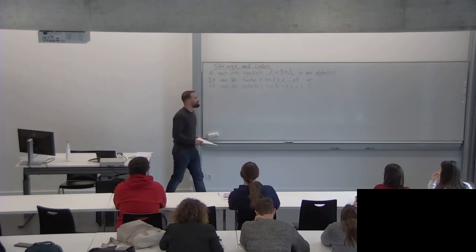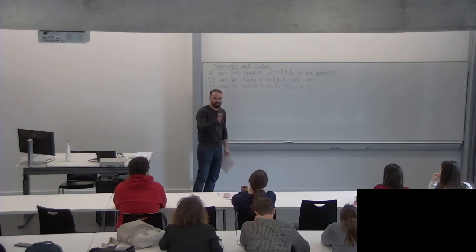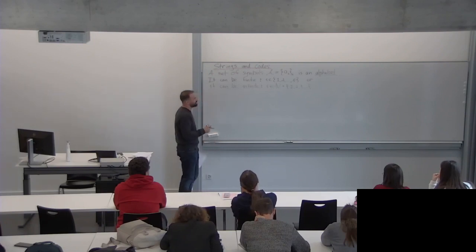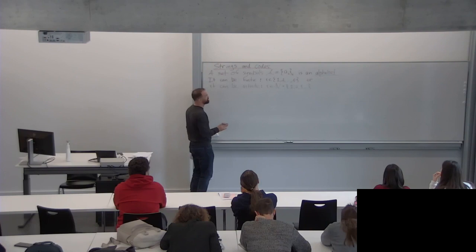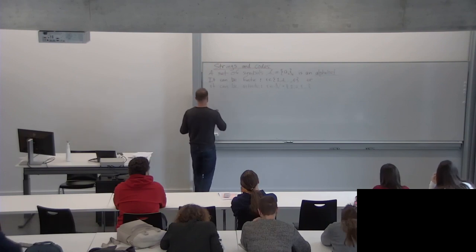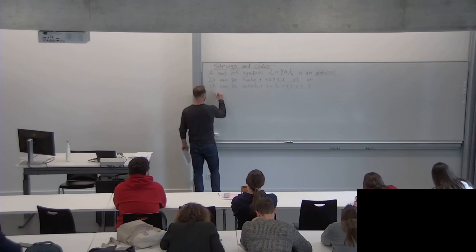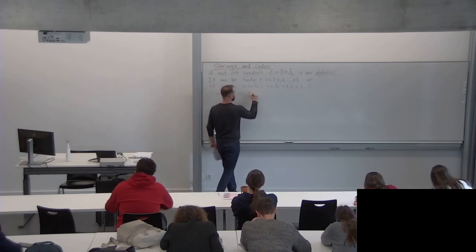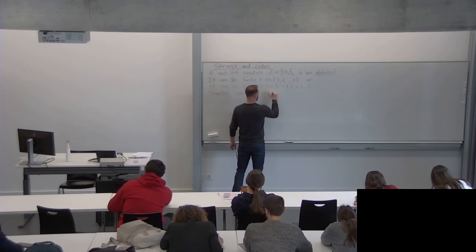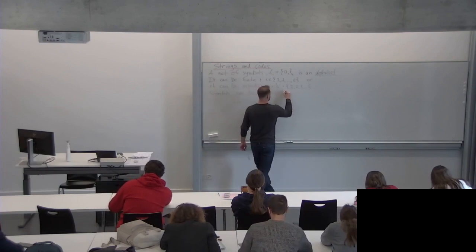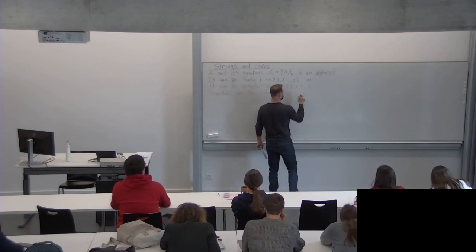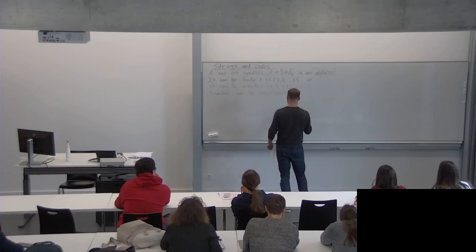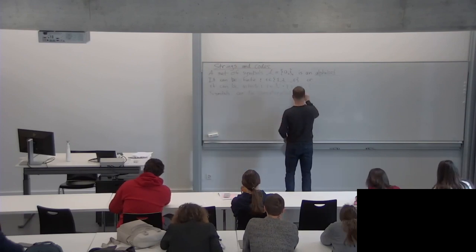Now, just like we can do with the alphabet, we can concatenate the letters into words. And we use the same nomenclature here for alphabets. So symbols can be concatenated into strings.